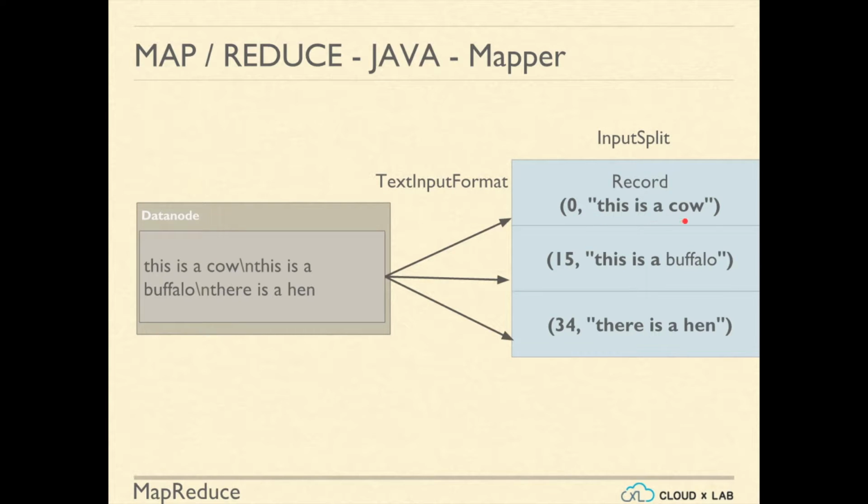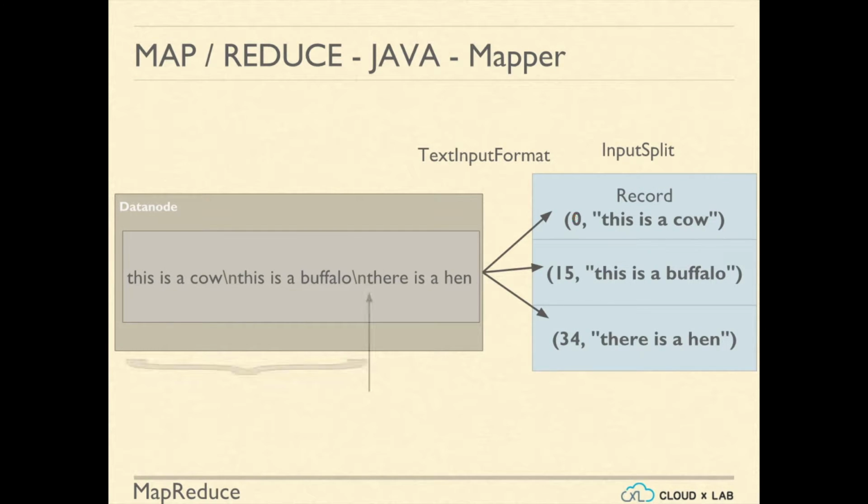A record has two parts, key and value. In case of TextInputFormat, the value is the content of the line and the key is the location where the line starts. In the example in the diagram, the raw data is converted to three records having values: this is a cow, this is a buffalo, and this is a hen. The first line, this is a cow, starts at location 0, so the key is 0. The line, this is a hen, starts at the 34th byte or character. The key for the record, therefore, is 34. Please note that this is not a line number.